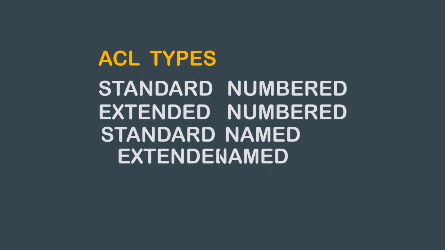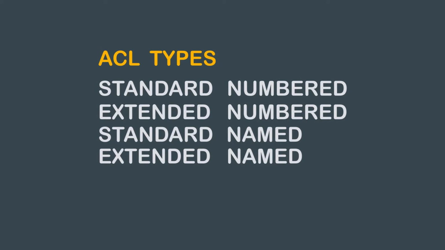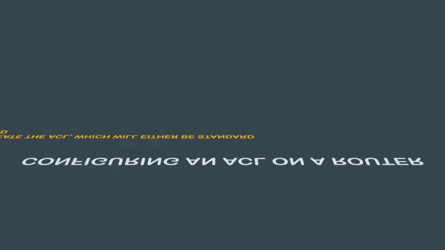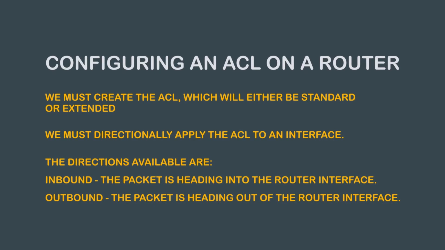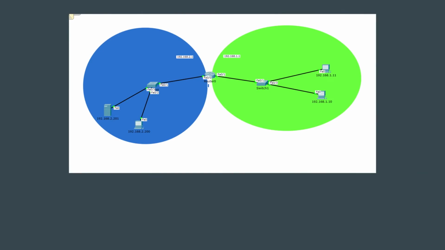The types we will configure will include standard numbered, extended numbered, standard named, and extended named. First, let's quickly discuss the steps involved in configuring an ACL on a router. We must create the ACL, which will either be standard or extended. Then, we must directly apply the ACL to an interface. The directions available are: inbound, the packet is heading into the router interface, and outbound, the packet is heading out of the router interface. To configure a standard numbered ACL, let's look at the following scenario.